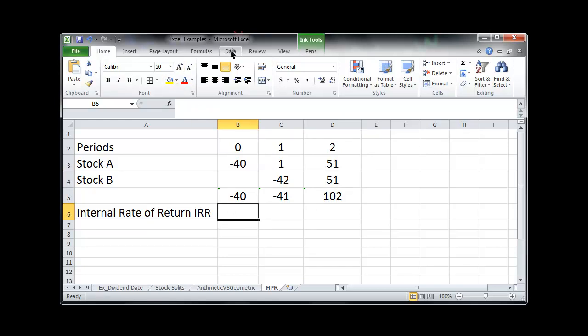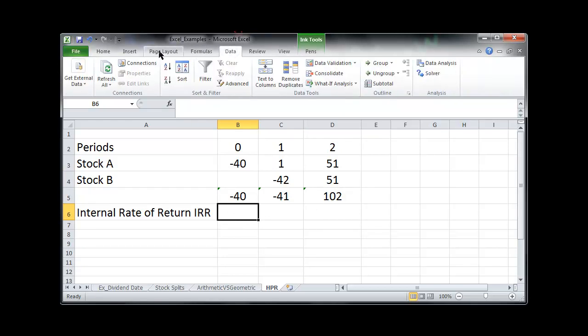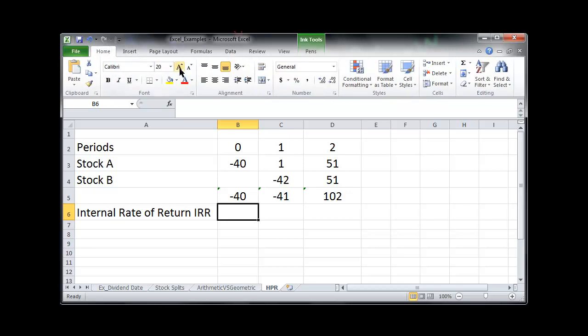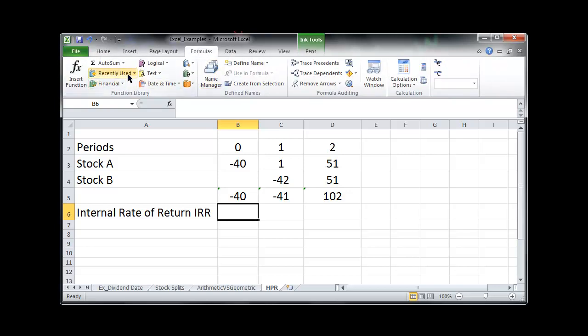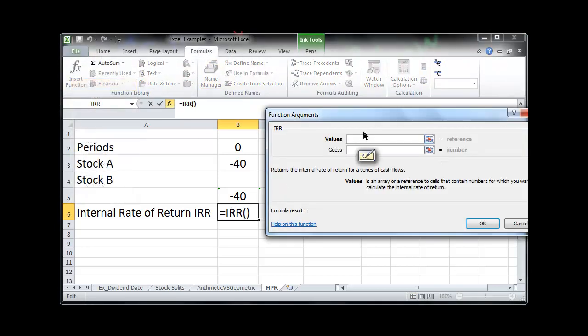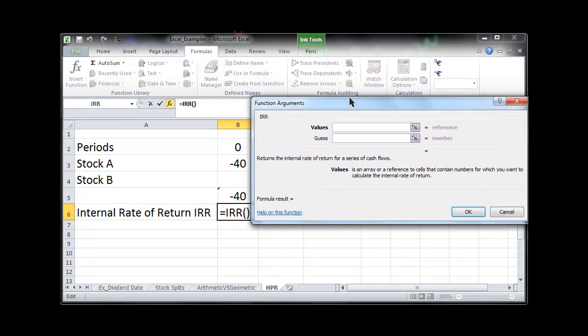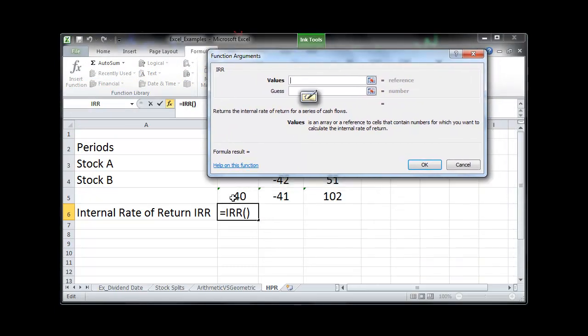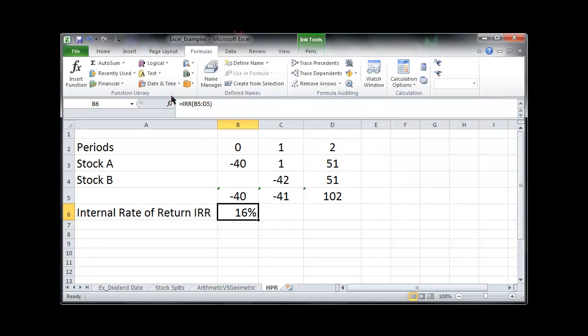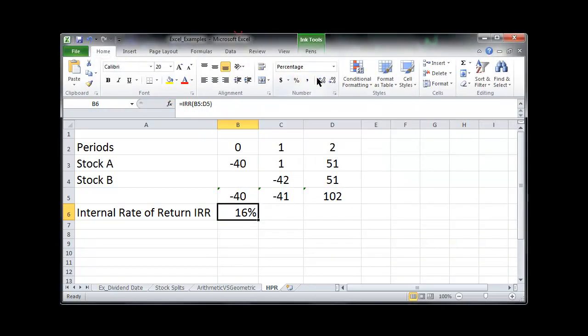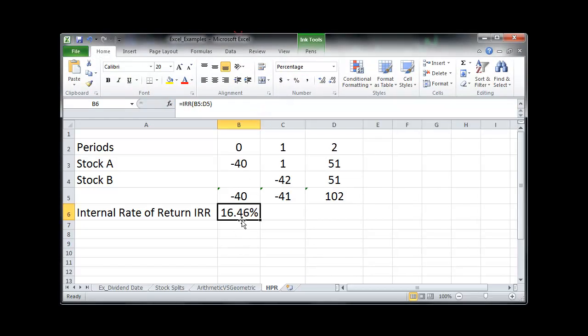So I'm going to go ahead and use, like I said, the formula for this. I know I've used it recently. It's right here. So I can just guess these values by simply grabbing them. And there's my answer. My answer is 16.46 is my internal rate of return. So that's a third method by which we can calculate our holding period rates.